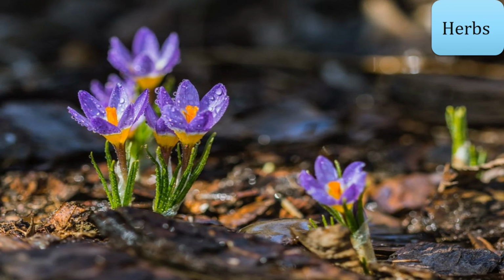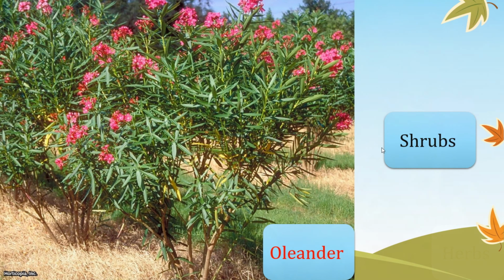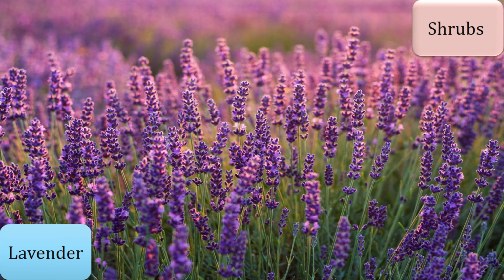Do you see this herb? It is a flowering herb. Do you see this other type of herb? We use this plant in our gardens to design it. Okay, let's see the oleander shrubs. It is a flowering shrub. Let's see the chamomile. It is a flowering herb. Let's see the lavender. It is a flowering shrub. Do you see the flower of the lavender?